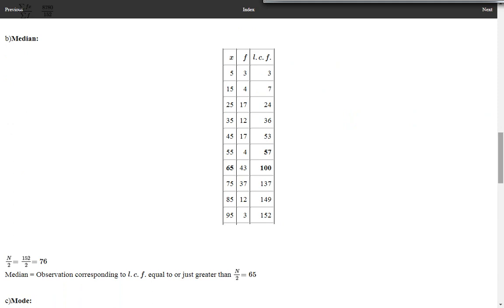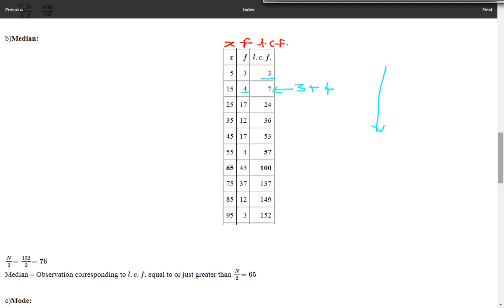To find median, there are 3 steps again. First, prepare a table with observations x, frequencies f and less than cumulative frequencies, LCF. So let us see how less than cumulative frequencies are obtained. 3 plus 4 equals 7. We go on adding frequencies from top to bottom.